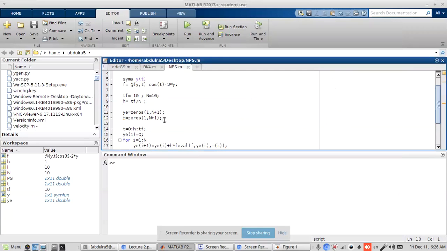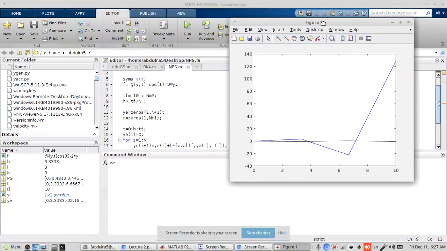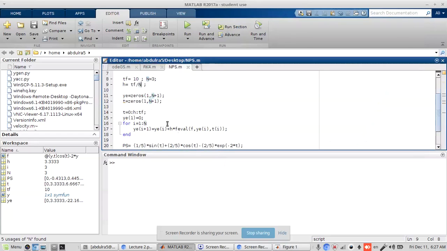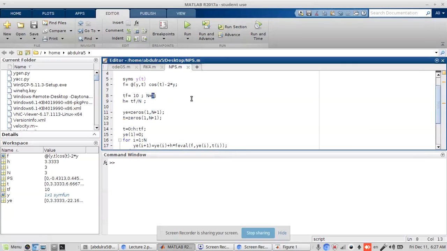So imagine if we do this by hand for three steps, oh, this is wrong. So this solution is wrong. So always in numerical methods, it's preferred to do it by computer and make n a reasonable value.